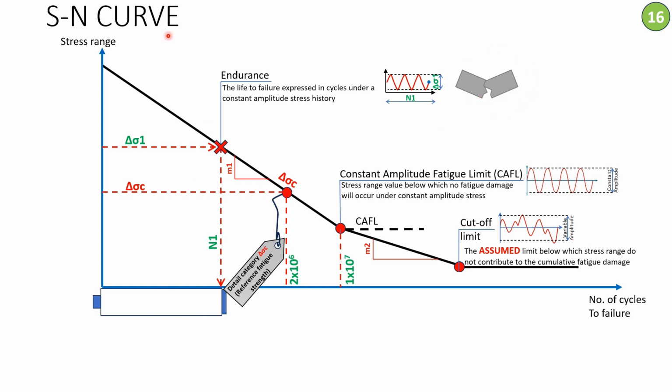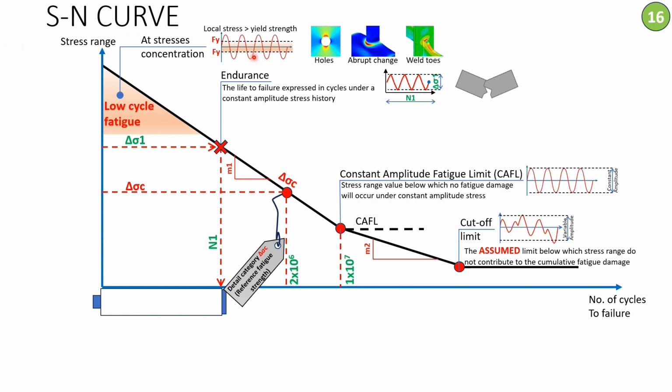We can divide the S-N curve into three distinguished zones. The first zone is low cycle fatigue, where the fatigue stresses exceed the yield strength. As we spoke about before, this happens at very local spots where you have high stress concentration, like at weld toes, next to bolt holes, and at abrupt changes. The number of cycles required to failure is very low. That's why it's called low cycle fatigue, and the fatigue life is very short.